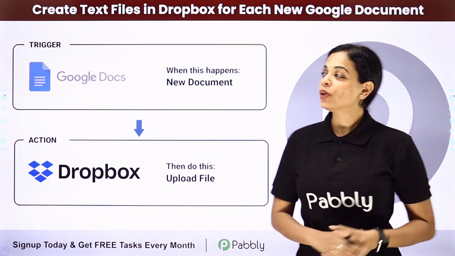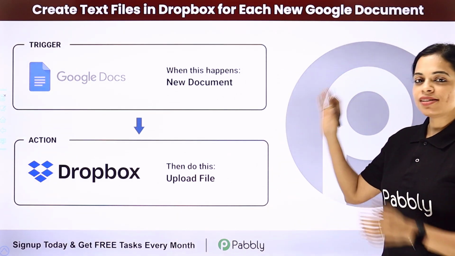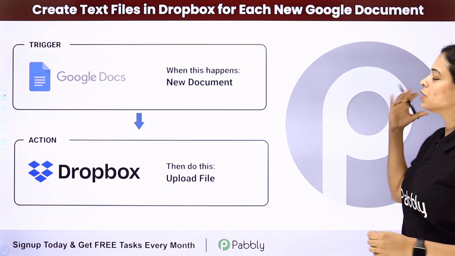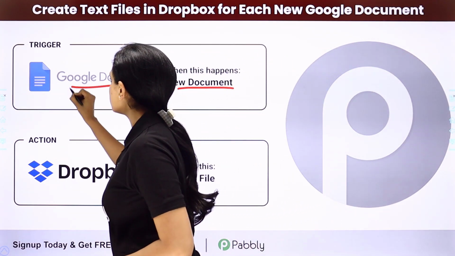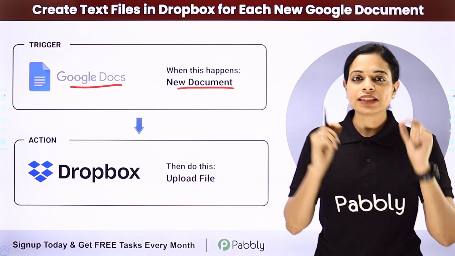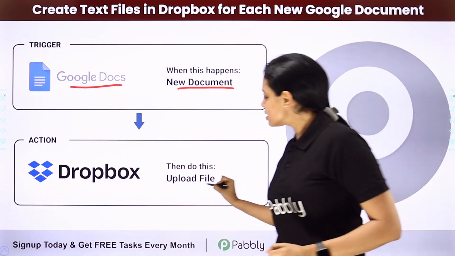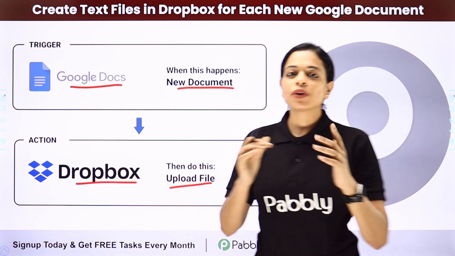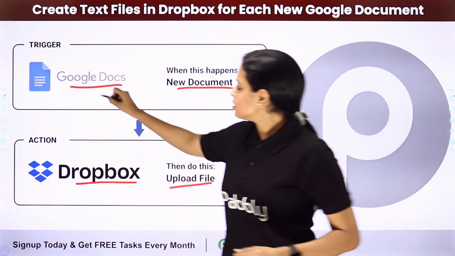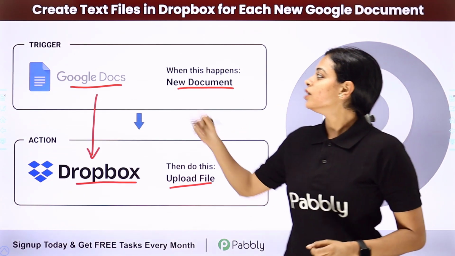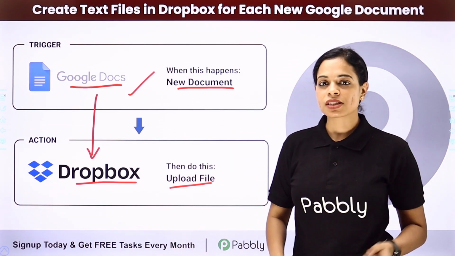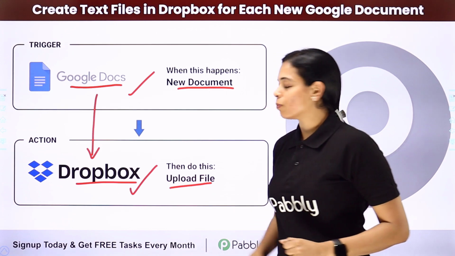In this video, we are going to see how to create text files in Dropbox for each new Google document. So every time a new document is created in Google Docs, your objective is that the same document should be saved as a text file in Dropbox. How can that be done? For this, you will have to integrate the two applications, and the same thing can be done using Pabbly Connect software. Here, your trigger application will be Google Docs and your action application will be Dropbox.